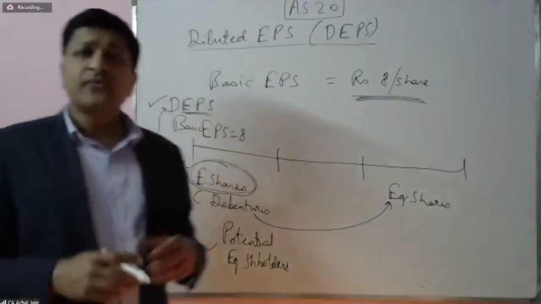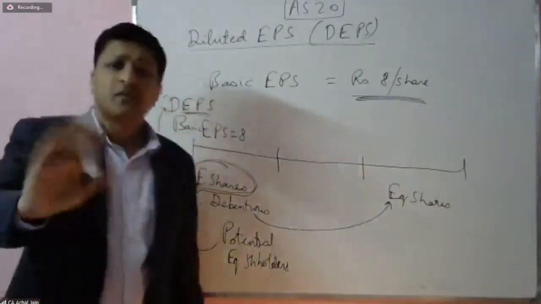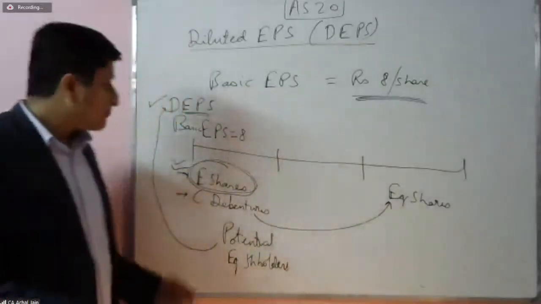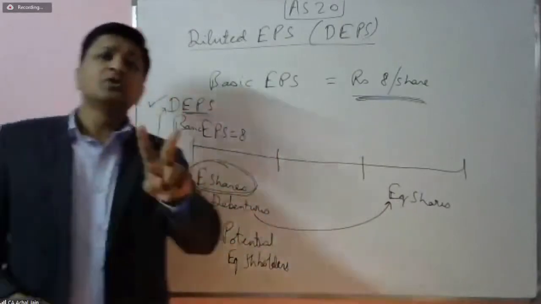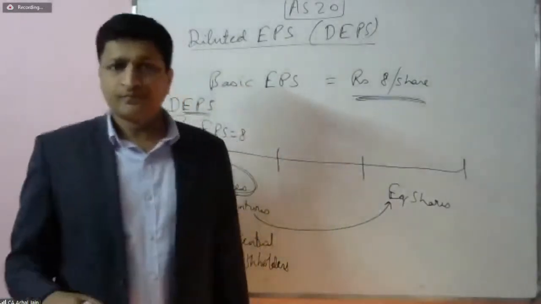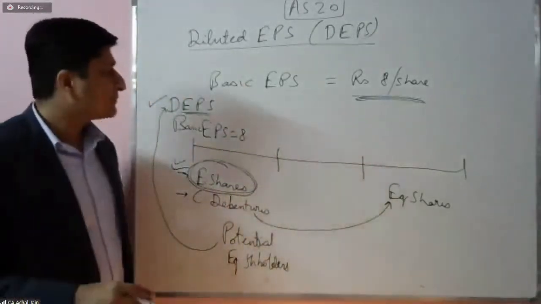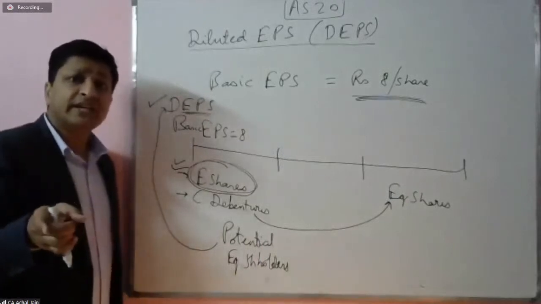Now let's suppose we assume that the convertible debenture holders are not the debenture holders, but they are the equity shareholders today itself, means in this year itself. In this case, two things are going to change. First, the profits of the company will increase.